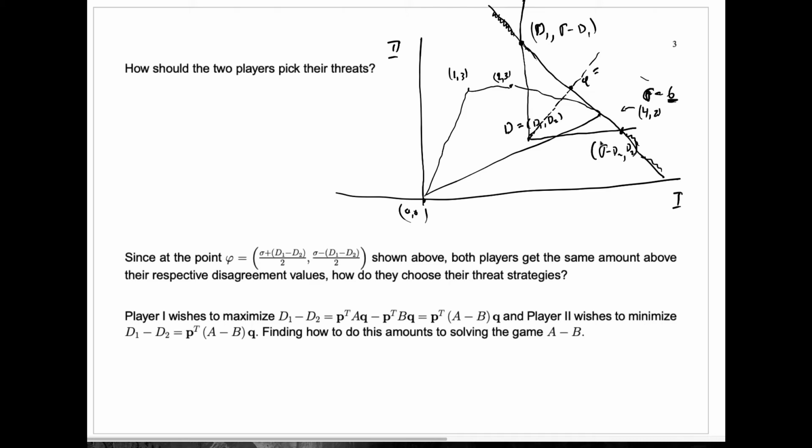It's just in the x-coordinate, the average, which would be sigma minus D2 plus D1 over 2, and in the y-coordinate, the average of these second coordinates, which is sigma minus D1 plus D2 over 2. And then here's another way to write that, just doing some trivial algebra. We have sigma plus this quantity D1 minus D2 all over 2, and sigma minus this quantity D1 minus D2 over 2.